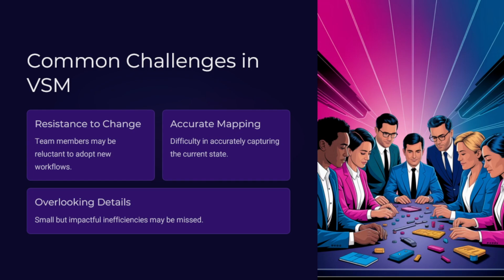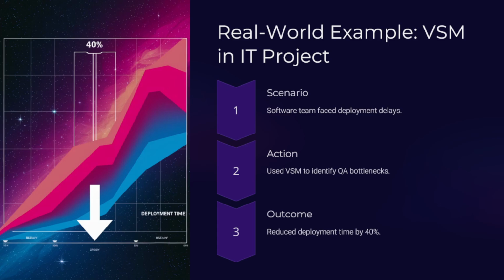Let's look now at a real world example where value stream mapping was conducted in an IT project implementation. In one IT project, a software development team faced significant delays in deploying updates to their application. By conducting a value stream mapping, they discovered bottlenecks in their quality assurance processes, particularly around the manual testing steps that caused long feedback loops.